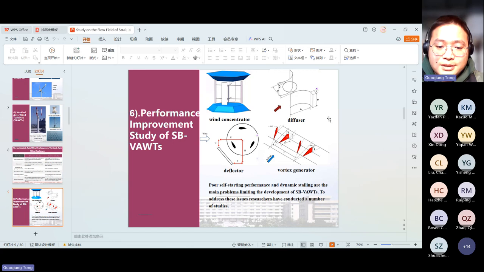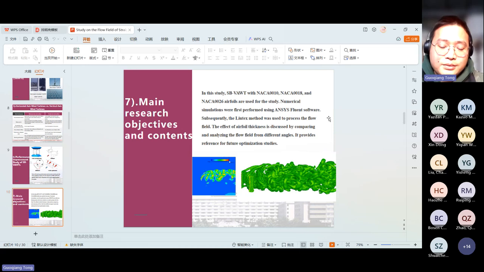The analysis and optimization of vortices in the flow field may provide a new idea for the optimization study of straight-bladed vertical axis wind turbines. However, measurement by experiment is difficult and very expensive. Numerical simulation is a very convenient and efficient research method. In this study, straight-bladed vertical axis wind turbines with NACA 0010, NACA 0018, and NACA 0026 airfoils are used. The numerical simulations were first performed.